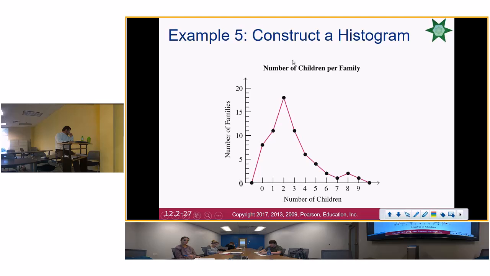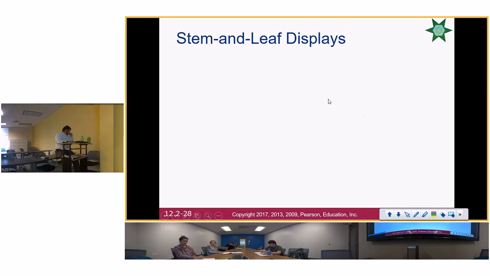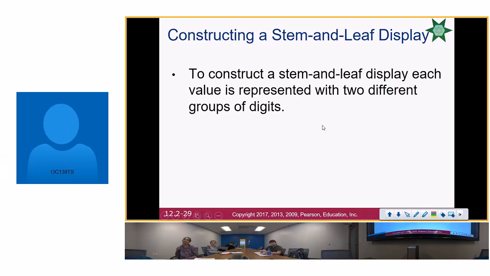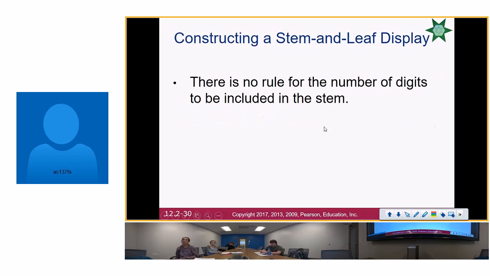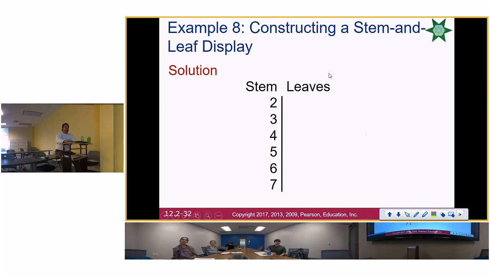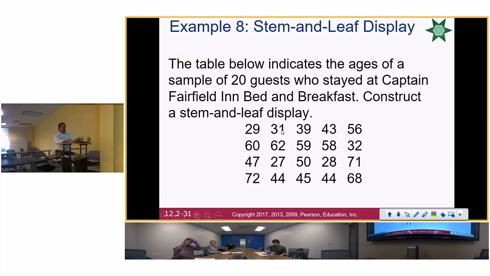So far, and they're going to show the pie chart too. Yeah, that's going to be on there too. But stem and leaf. Okay. Notice, I want you to write down the chart here, or the numbers. Put them in order.